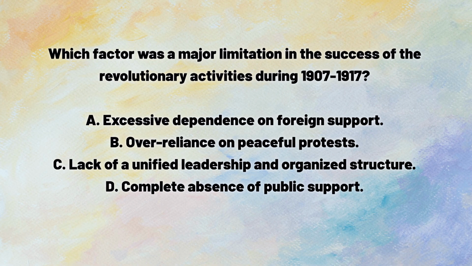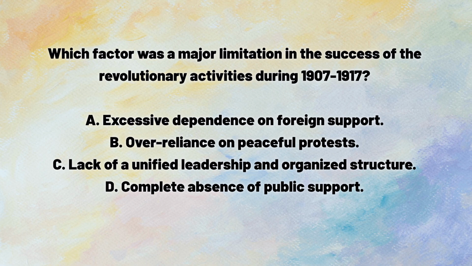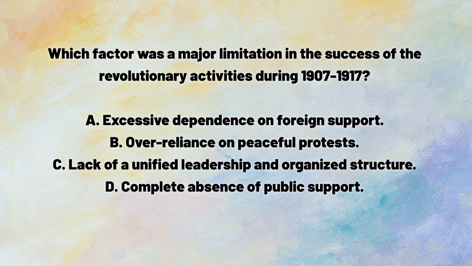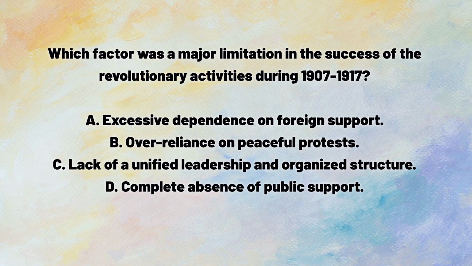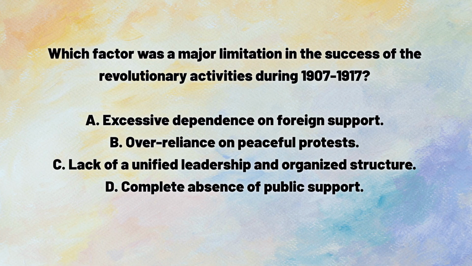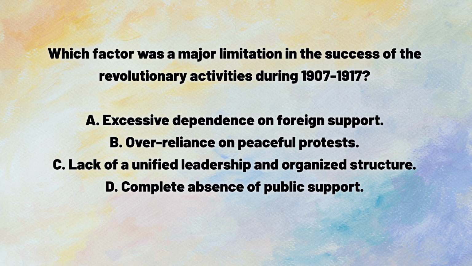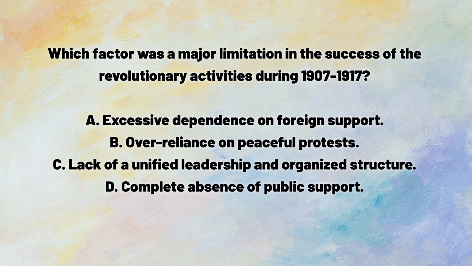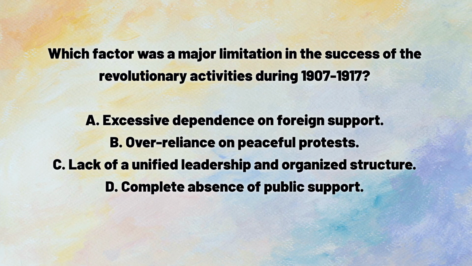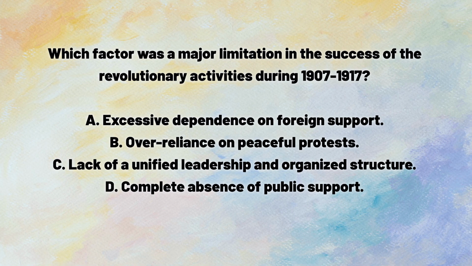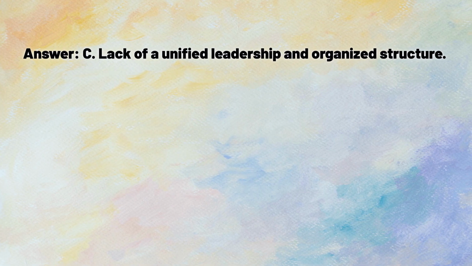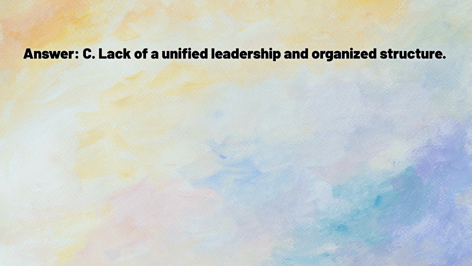Which factor was a major limitation in the success of the revolutionary activities during 1907-1917? A. Excessive dependence on foreign support, B. Over-reliance on peaceful protests, C. Lack of a unified leadership and organized structure, D. Complete absence of public support. Answer: C. Lack of a unified leadership and organized structure.